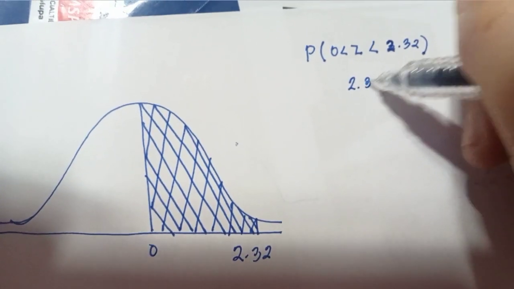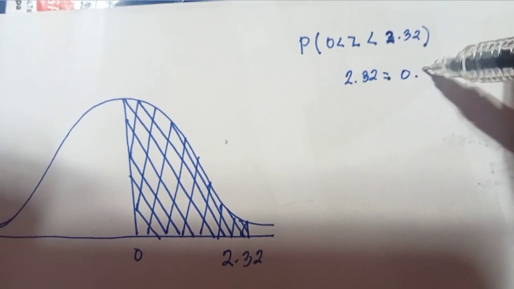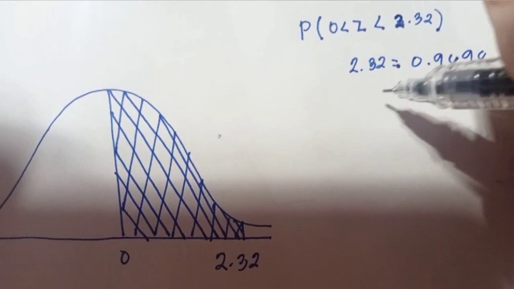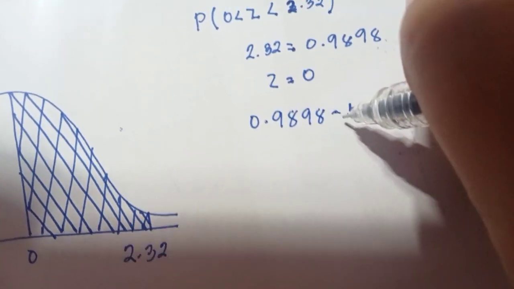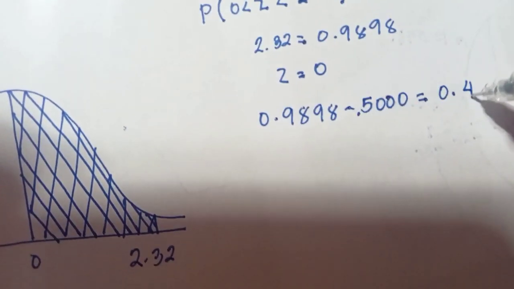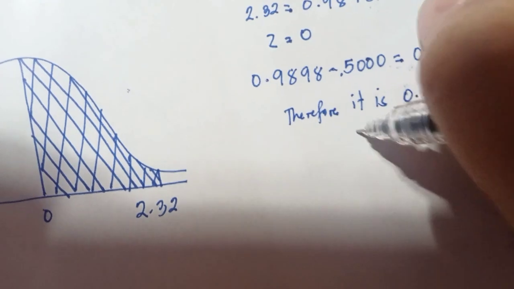So solution. This means, first, z is greater than 0 but less than 2.32, and this means that we find the area under the standard normal distribution curve between 0 and 2.32. So first, let's look up the area corresponding to 2.32, and it is 0.9898. Then look up the area corresponding to z equals 0, and it is 0.5000. Then subtract the two areas, which is 0.9898 and 0.5000, and the result will be 0.4898. Hence, the probability is 0.4898 or 48.98%.